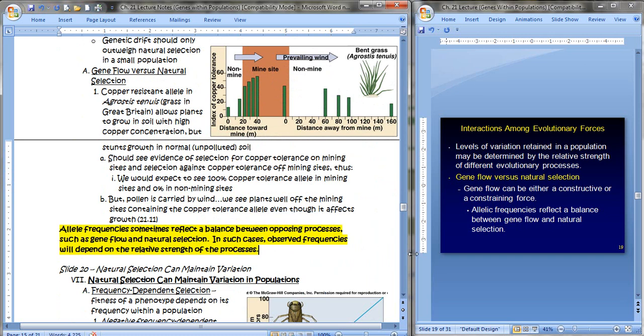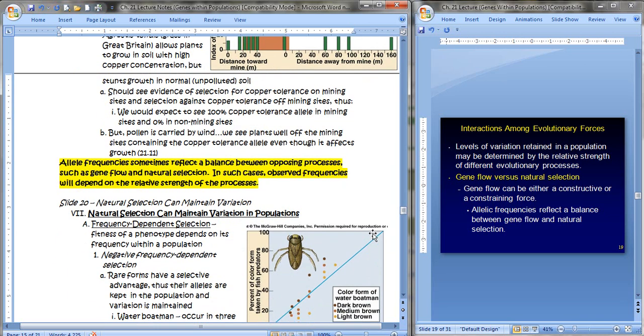So the message here is that allele frequencies sometimes reflect a balance between opposing processes, such as gene flow and natural selection. In such cases, observed frequencies will depend on the relative strength of the process. So for example, if this prevailing wind got stronger for a long period of time, we would probably see that allele much farther out than we already do.